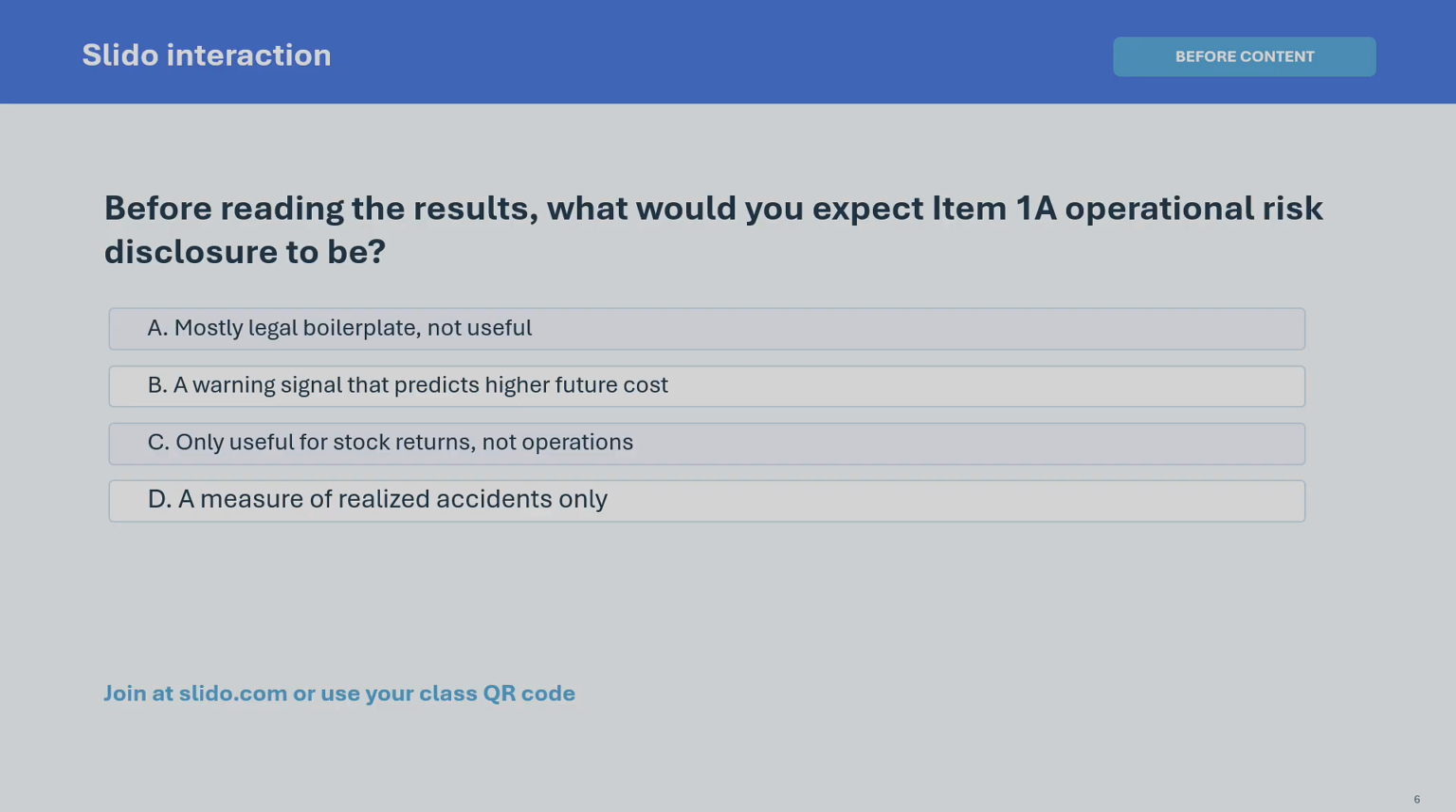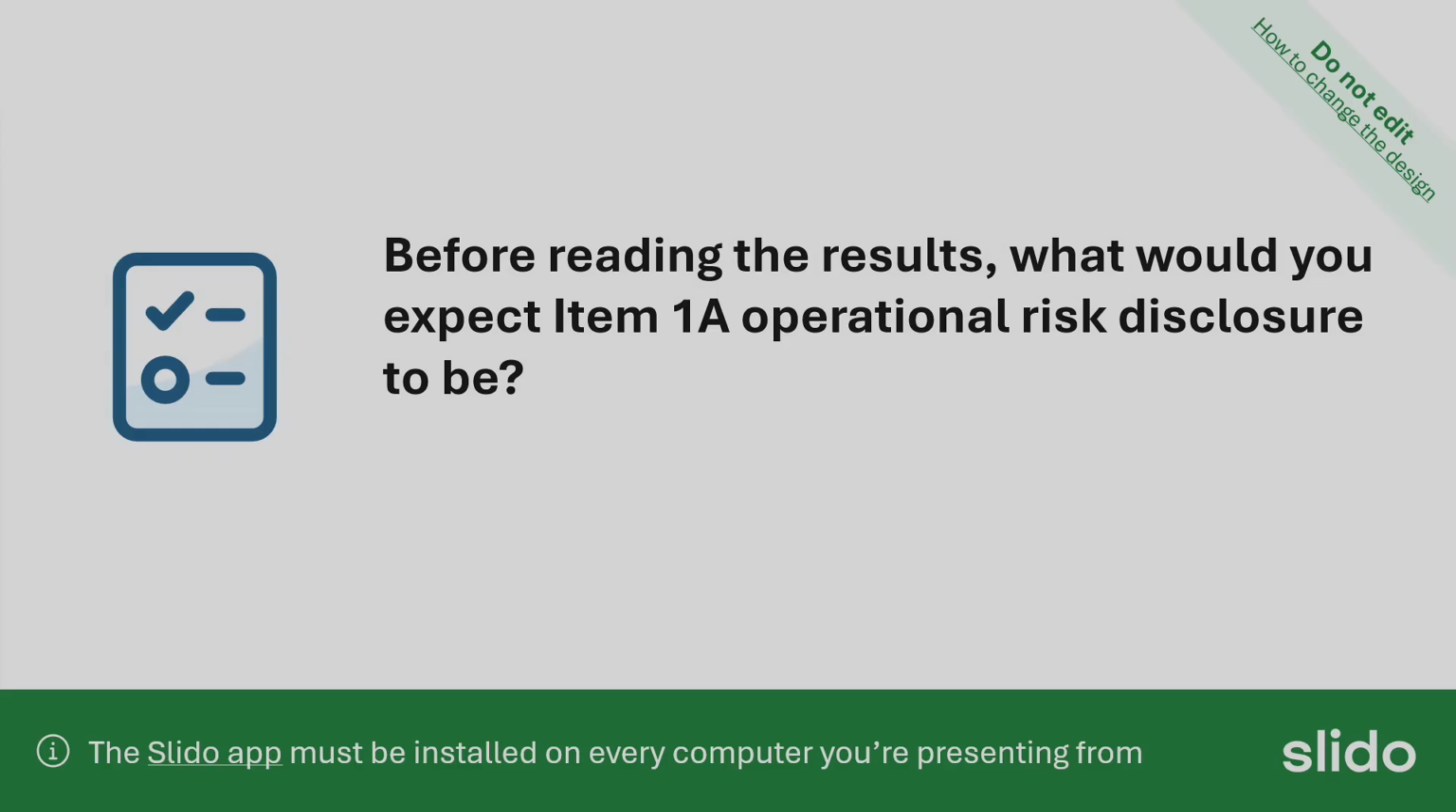A, raise your hand. B, raise your hand. C, raise your hand. Okay. D? Okay. We have 90% of the participants answering B, which is correct. So in the 10-K, operational risk disclosure is actually where we expect a warning signal that predicts future cost. So you guys already present the case in more detail.